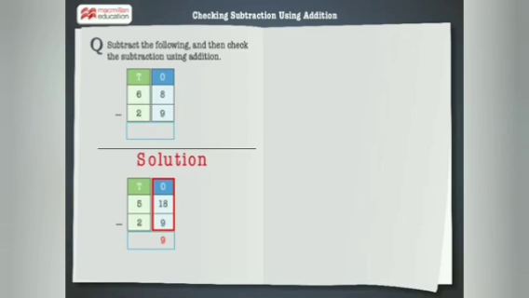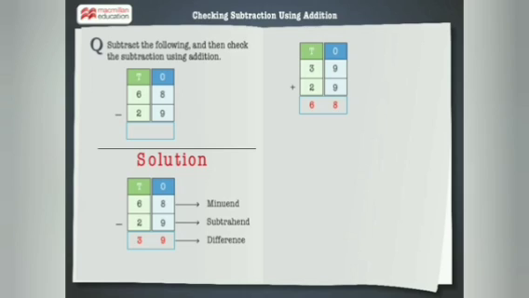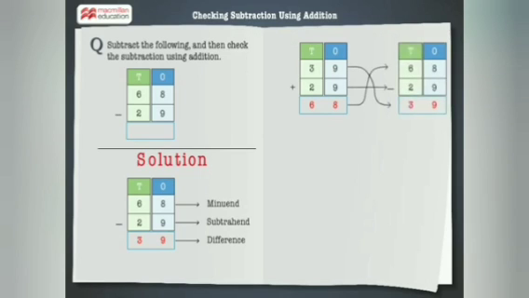We get 9. Now subtract the digits at the tens place. That is 5 minus 2, which is equal to 3. Hence, 68 minus 29 is equal to 39. Now we have to check our subtraction using addition. Add the difference, which is 39, and the subtrahend, which is 29. We get 68 as the answer, which is also the minuend. Hence, our subtraction is correct.